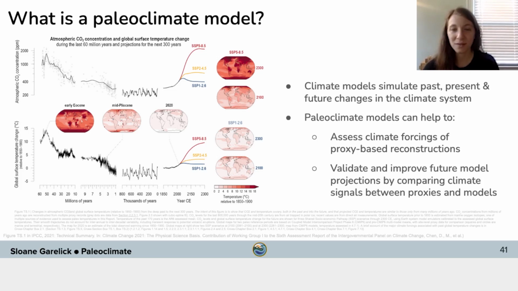This highlights one of the main reasons why paleoclimate models are important, because understanding past changes in climate states can help us understand future changes in climate. Specifically, paleoclimate models can help to assess climate forcings of proxy-based reconstructions, and they can also help to validate and improve future model projections by comparing climate signals between proxies and models.